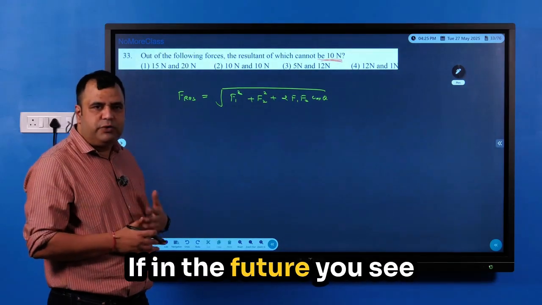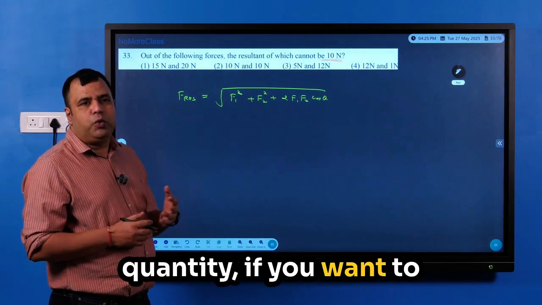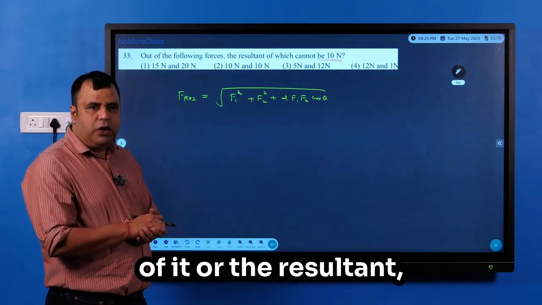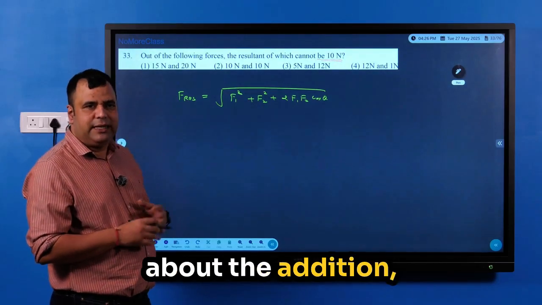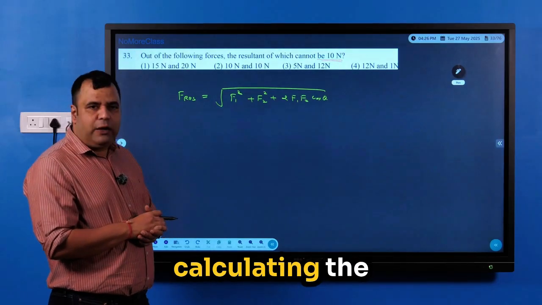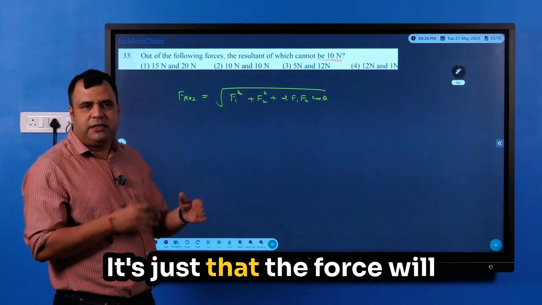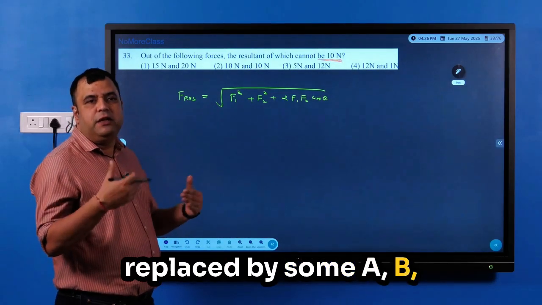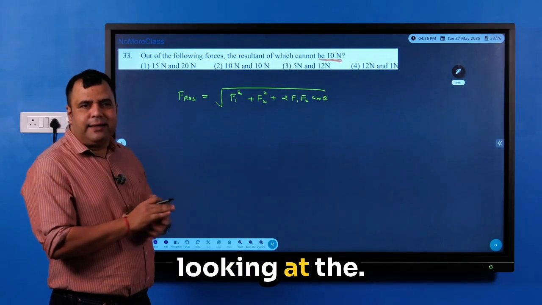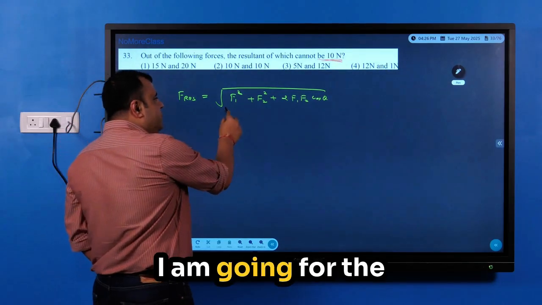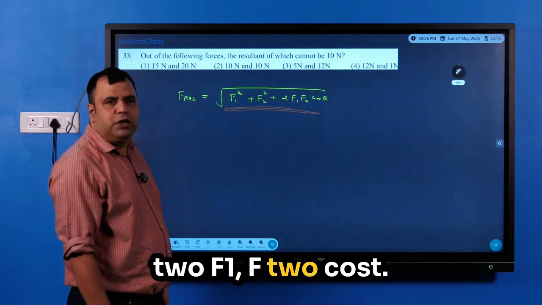If in the future you see any vector quantity, and you want to calculate the addition of it or the resultant, it is the same thing. Whether you are talking about the resultant or the addition, they are basically the same. If you are calculating the resultant of any 2 vector quantities, the formula will be the same. It's just that the force will be replaced by some A, B or V. So for the resultant force, I'm going for the vector addition formula, which is F1 square plus F2 square plus 2F1 F2 cos theta.